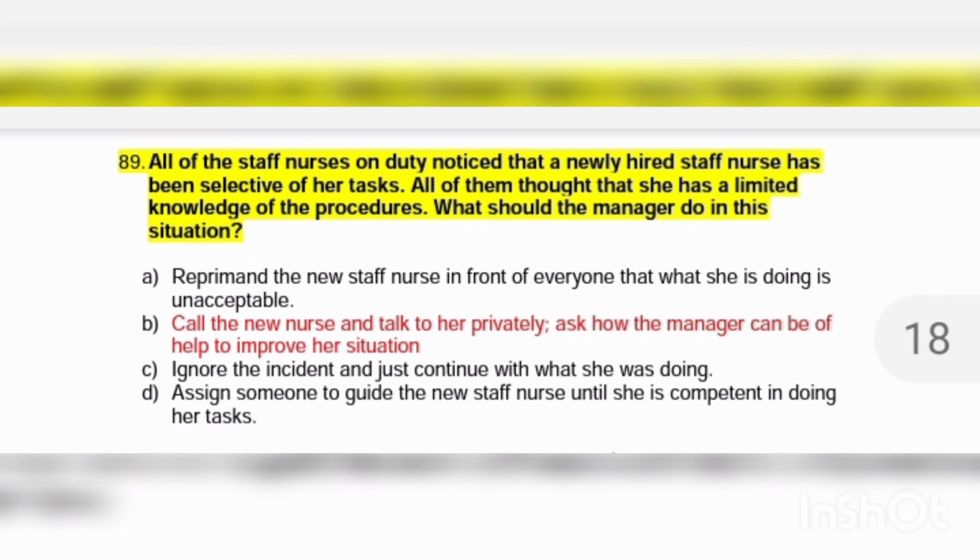Another options are option C, ignore the incident and just continue with what she was doing. Option D, assign someone to guide the new staff nurse until she is competent in doing her tasks. Option B is the right answer.